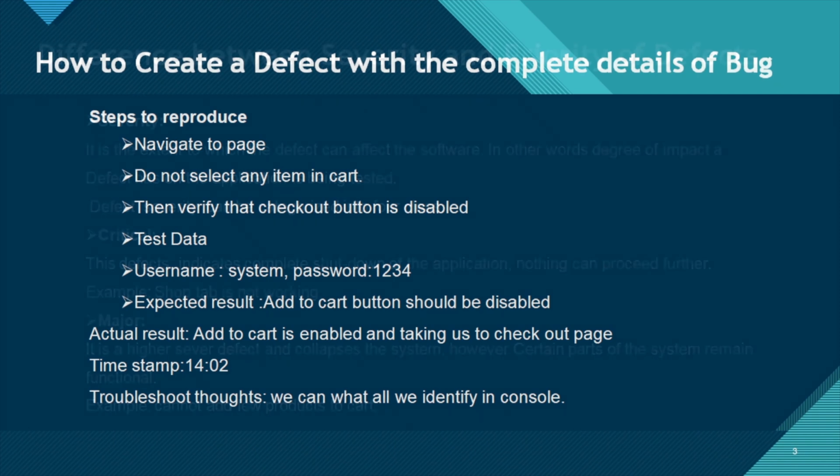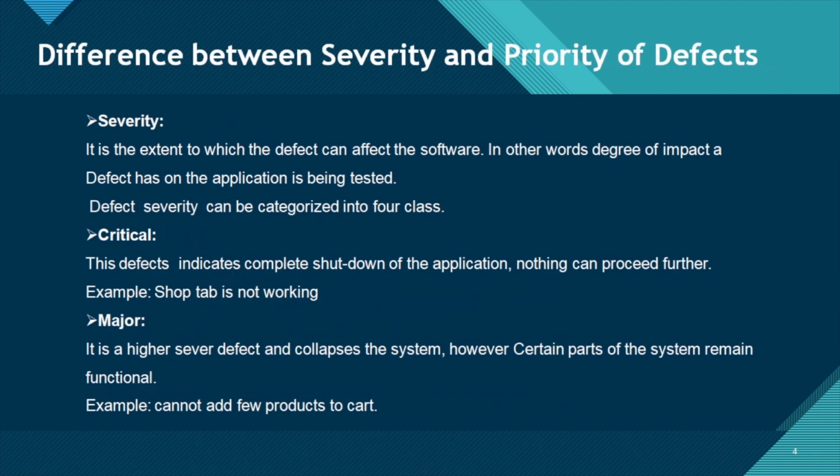Now the most important topic is the difference between severity and priority of defects. Severity is the extent to which the defect can affect the software. Like we can say, if any functionality is not working in the application, that will be severity. If functionality does not work, then it will also be a loss for the end user. So in other words, it is the degree of impact a defect has on the application being tested.